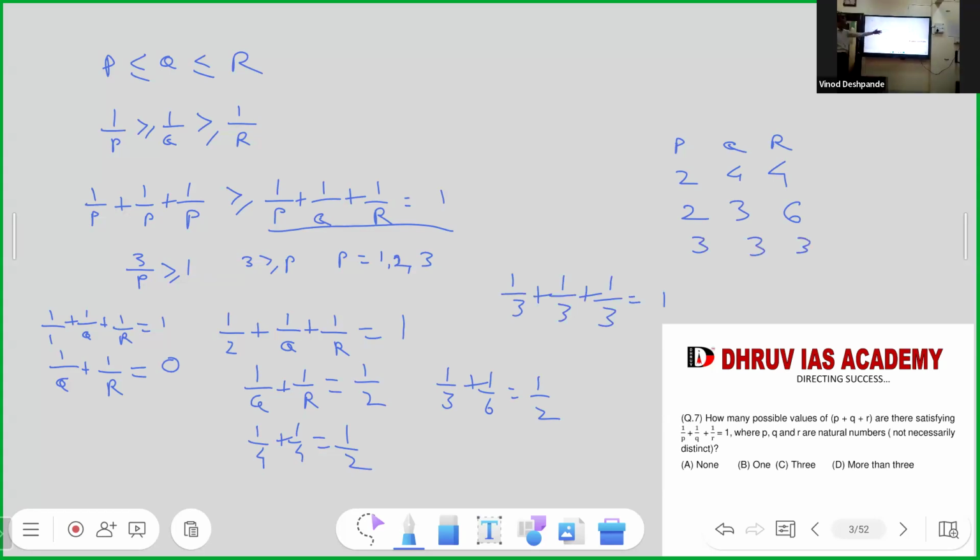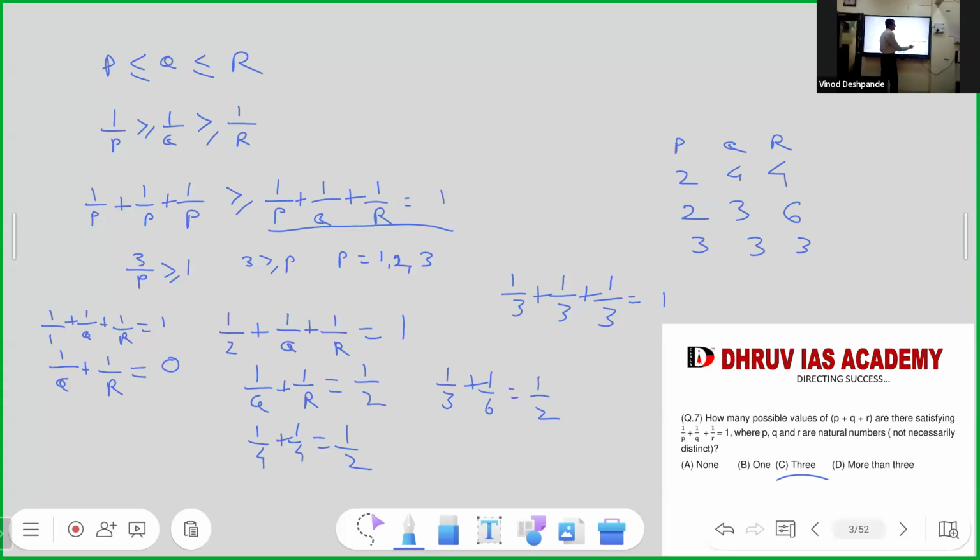That means we are having three combinations or three values of P, Q, R, all natural numbers. So 2, 4, 4; 2, 3, 6; and 3, 3, 3. So there are three such possible values. How many possible values of P plus Q plus R?